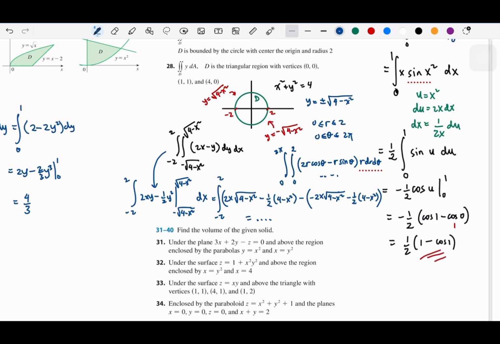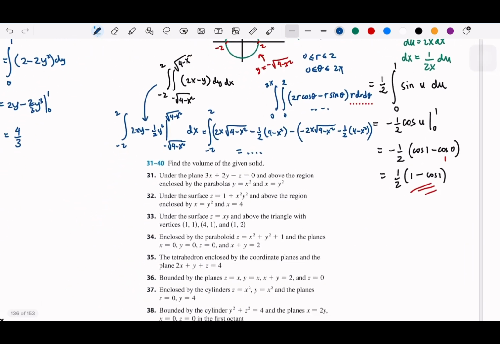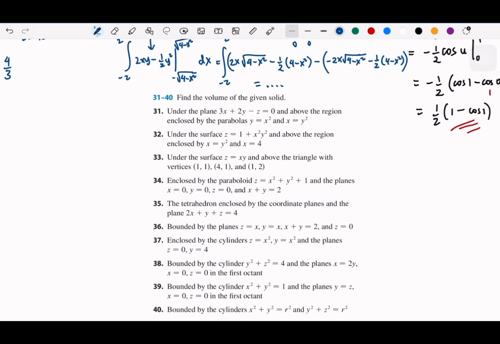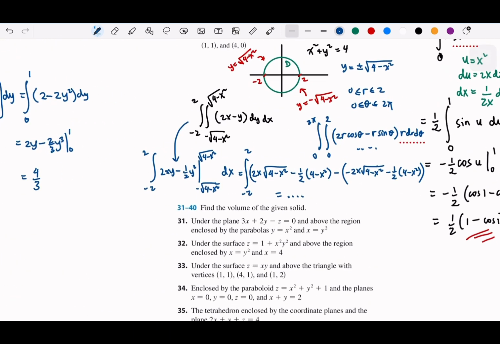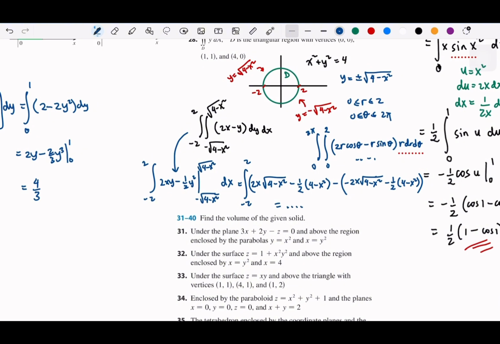Okay, so that's number 27. How about from 31 to 40? In addition, the x and y axes can also be used for symmetry. As long as you know that it is symmetric, basically, yes.